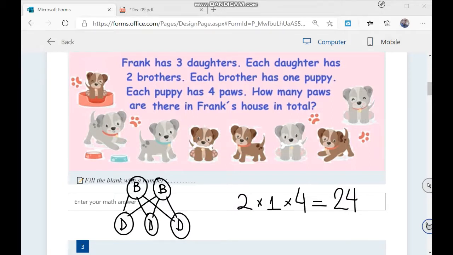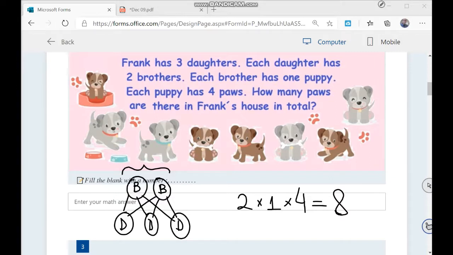And here we were asking how many paws? Yes, we're talking about the puppies. Wait a minute. You have to calculate how many brothers there are. 2 brothers. So we have only 2 boys. 2 times 1, 2. 1 puppy for each boy. Times 4. The answer is going to be 8. 8 paws. It's just the puppies, yes.